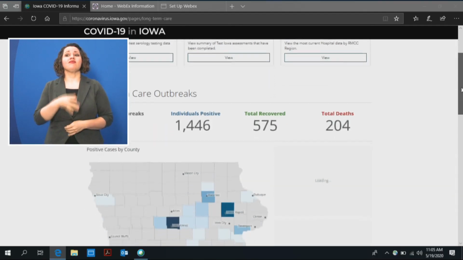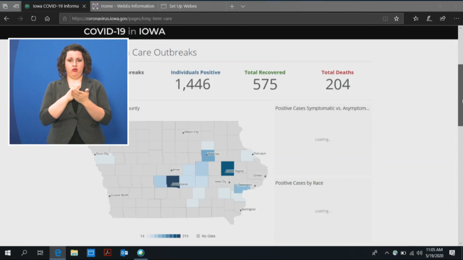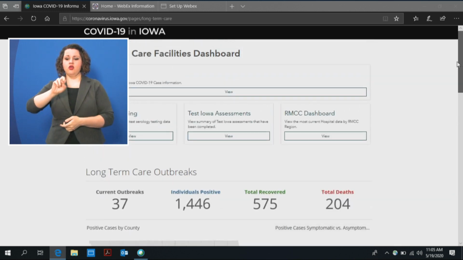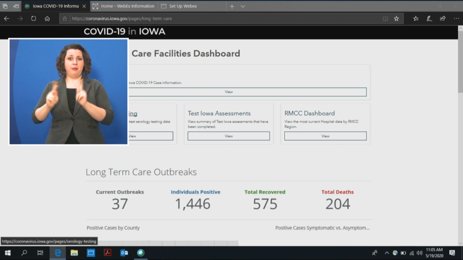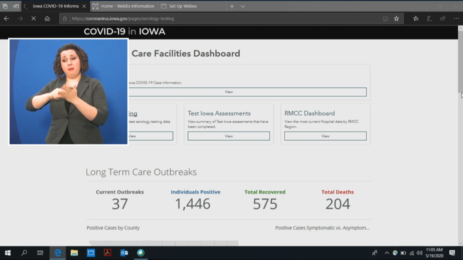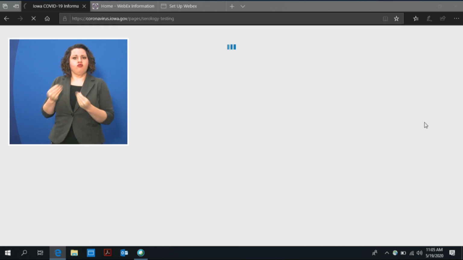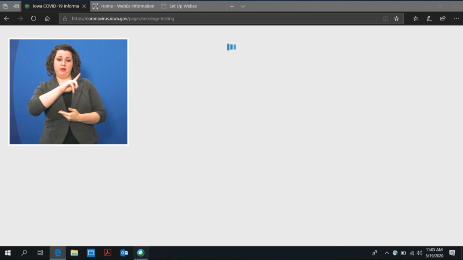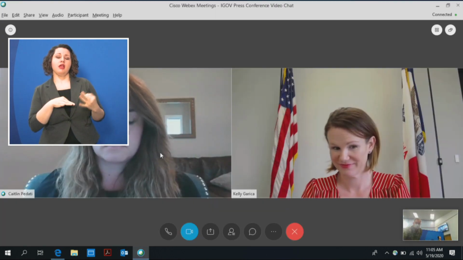Finally, we've included a new section specifically dedicated to information about results from serology testing. As you can see, more than 12,000 Iowans have been given a serology test, which detects COVID-19 antibodies and indicates that a person has had and recovered from the virus. I've asked Dr. Padati to share more information about how we're using serology now and what we've learned and plans to potentially expand this testing even more.